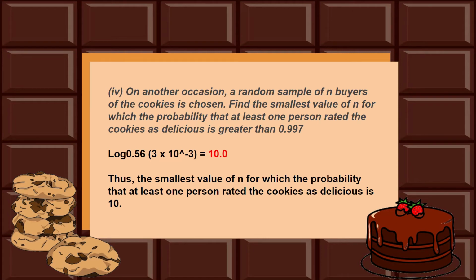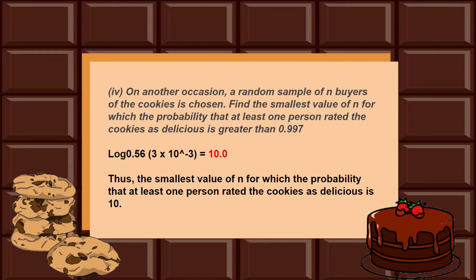We only know the probability, which is 0.997. So, to solve this question, we can use the concept of logarithm. It's simply by logarithm: 0.56, which is only the probability that the buyers will rate these cookies as delicious, times 3 times 10 to the power of minus 3.